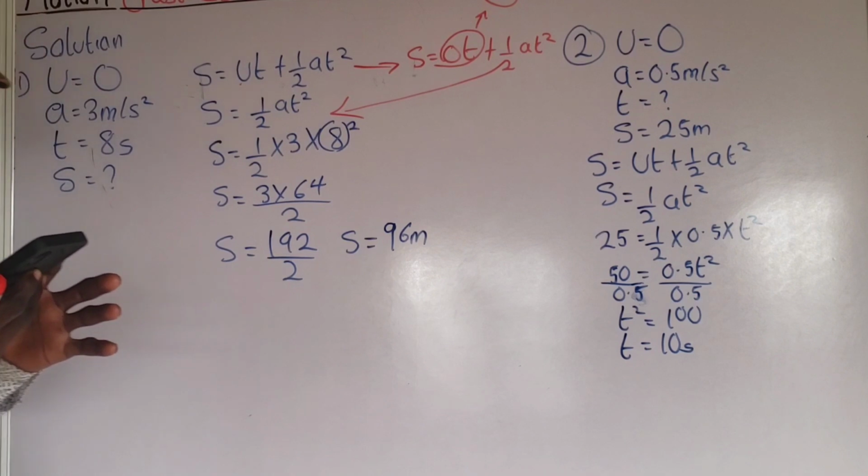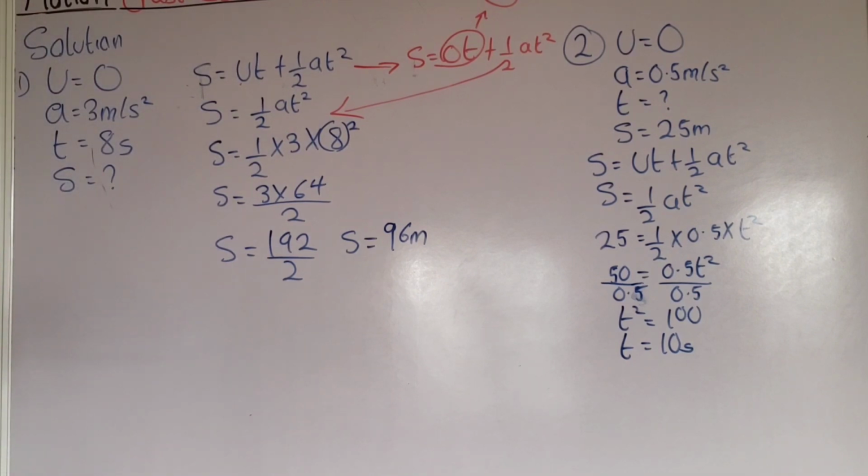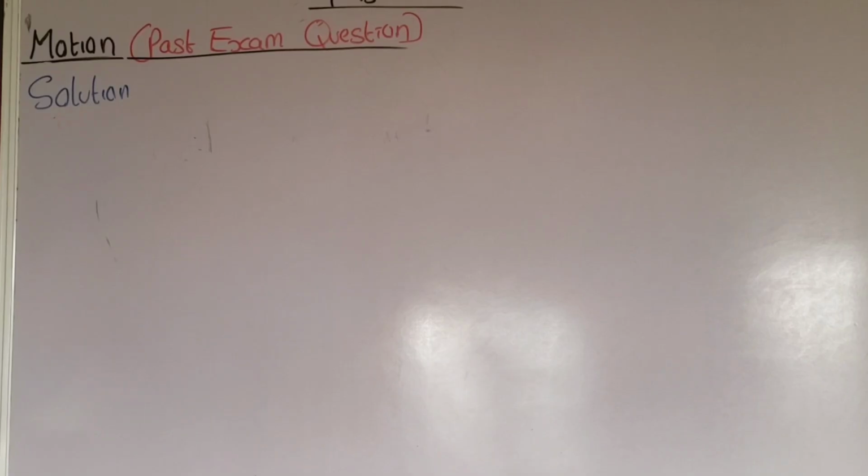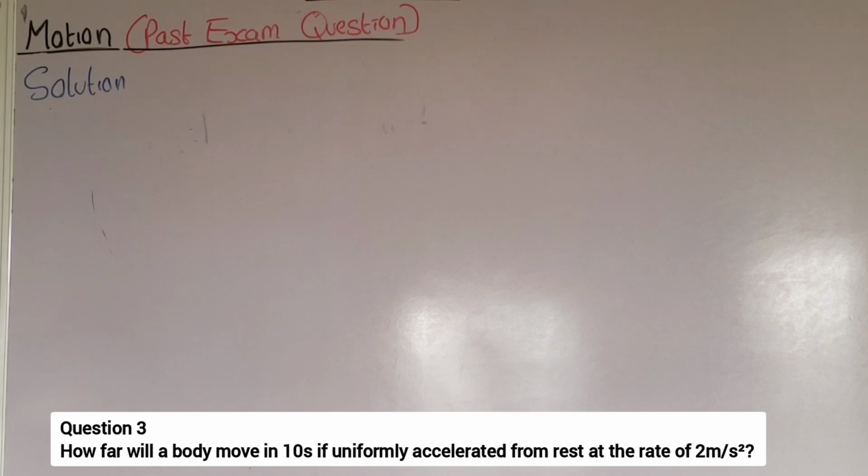The correct option to that question is, okay, we are not given the options. Now let's proceed to the third question. How far will a body move in 4 seconds if uniformly accelerated from rest at the rate of 2 meters per second squared? Please pay attention. Let's start by writing out the information.